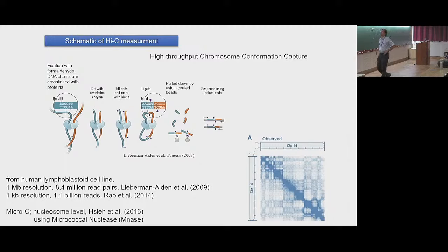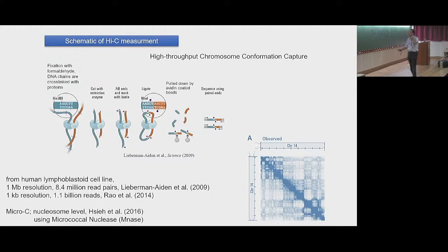genome-wide. And by reading this sequence in a next generation sequencer, we can find which parts were originally in the physical vicinity, which parts were in contact in the original cells. So this is the Hi-C technique, and doing this genome-wide, many read pairs were obtained, 1.1 billion reads in the more recent experimental data with 1 kilobase resolution.